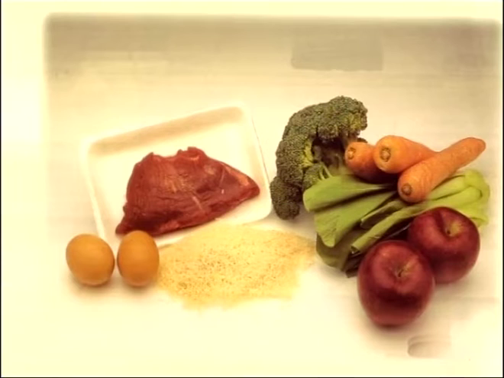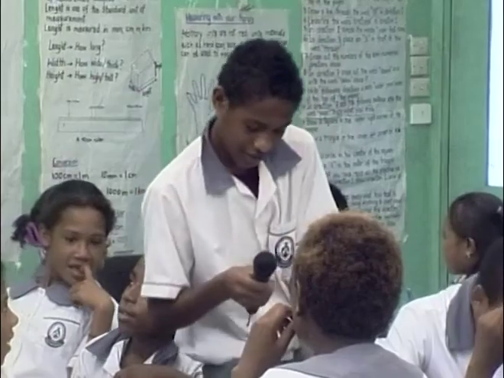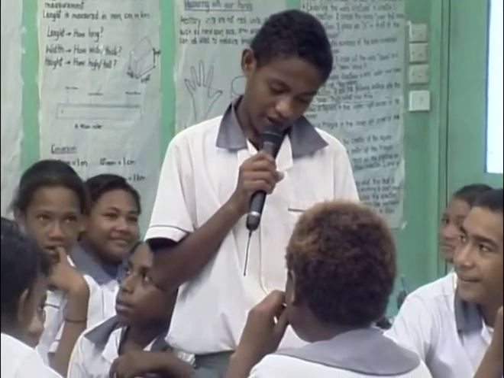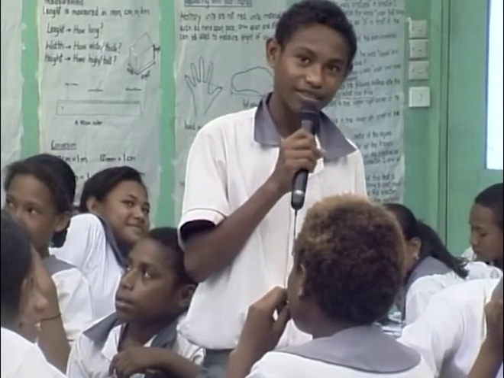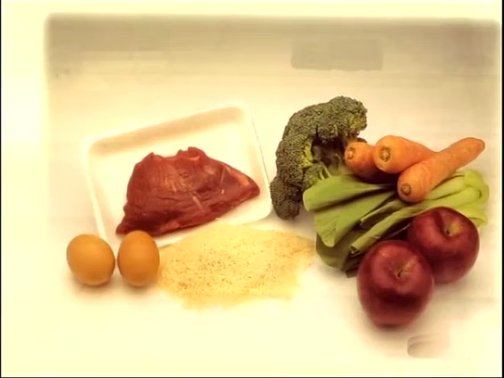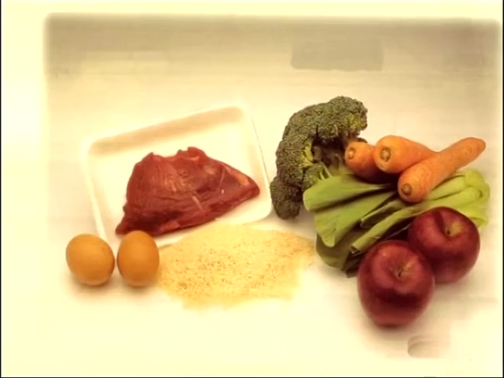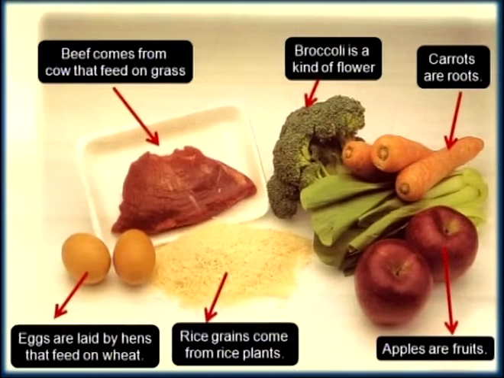Right, Christopher, the last one. Beef comes from cow, and cow eats grass. Okay, very good. Beef comes from cow, and cow eats grass. Receiving students, I hope you got similar answers to what the model class have come up with. Beef comes from cows that feed on grass.